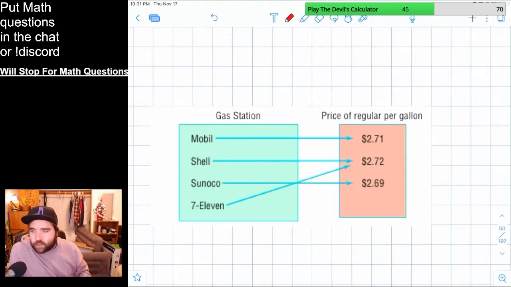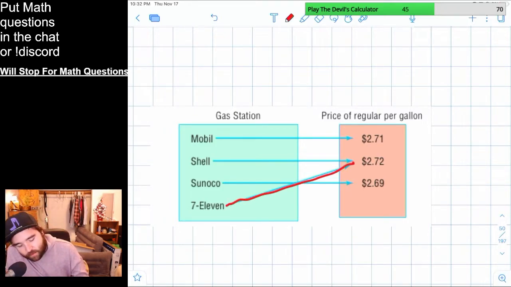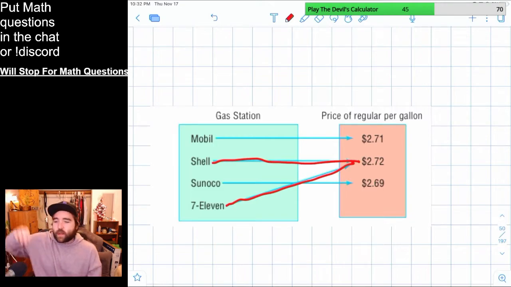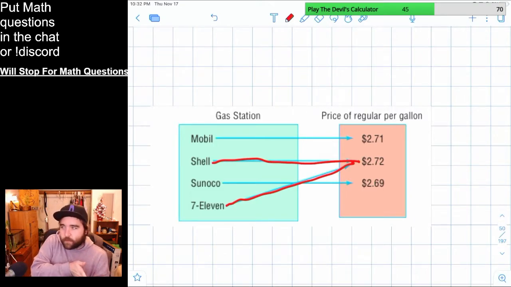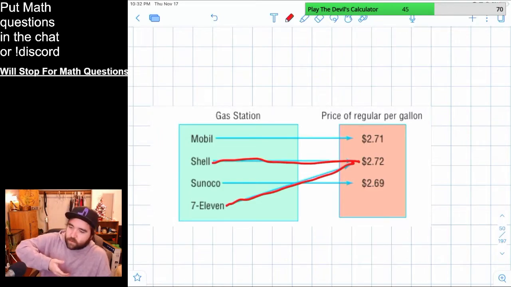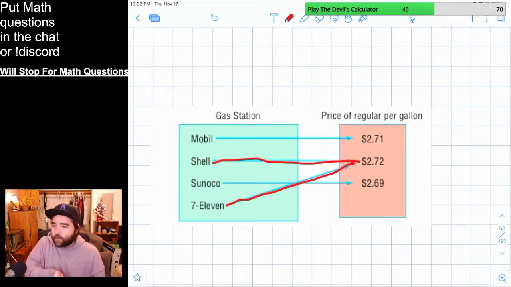So one thing that I guess I should point out about functions is something you see here, that 7-Eleven has a gas price of $2.72 and Shell also has a gas price of $2.72. So two different inputs are going to the same output, but that's not a problem for functions. You can still answer the question, what is the gas price at Shell? 2.72. What is the gas price at 7-Eleven? 2.72. So each input still only has one output. It's not actually a problem that two of the inputs go to the same output.